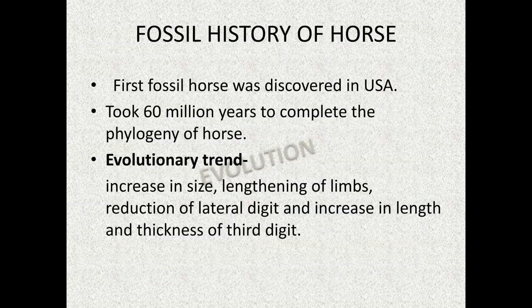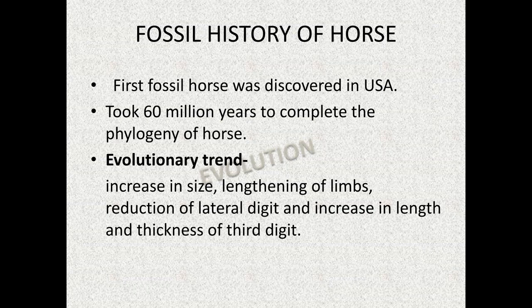Now we will discuss fossil history of horse or phylogeny of horse. So this fossil history of horse provides a typical and ideal evolutionary evidences because fossils of all stages of horse have been discovered. So phylogeny, first let us understand. Phylogeny means evolutionary history of an organisms. So your phylogeny of horse can be constructed from fossil record only. So first fossil horse was discovered in USA and it took 60 million years to complete the phylogeny of horse.